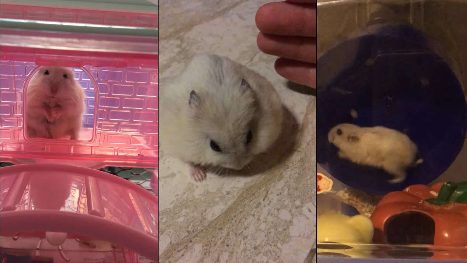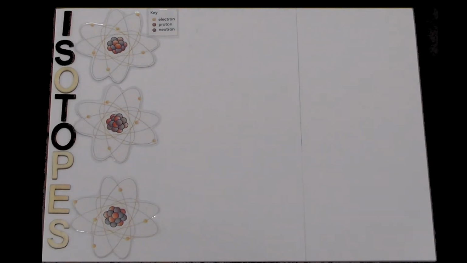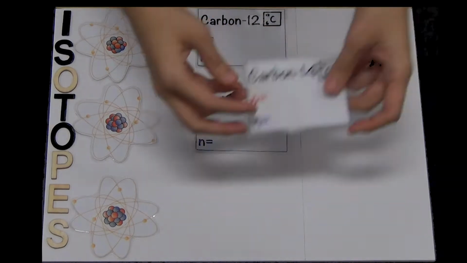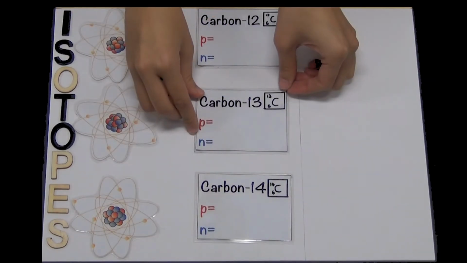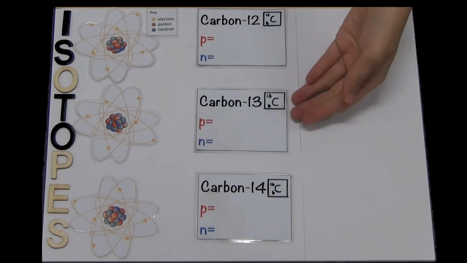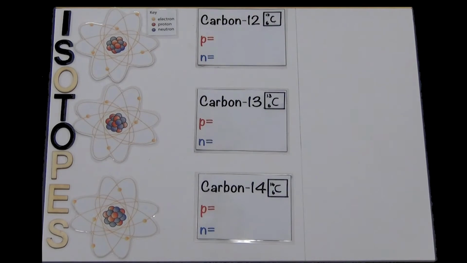Like Minnie, atoms of the same element may also have different masses. These are carbon 12, 13, and 14 atoms. The relative masses of carbon 12, 13, and 14 are 12, 13, and 14 respectively. How many protons do these carbon atoms have? Pause here to write down your answers on your worksheet.